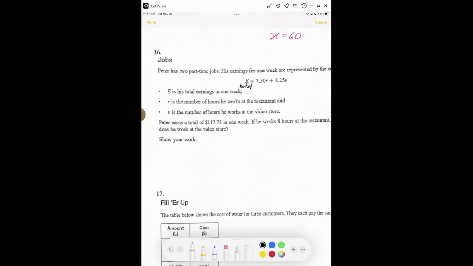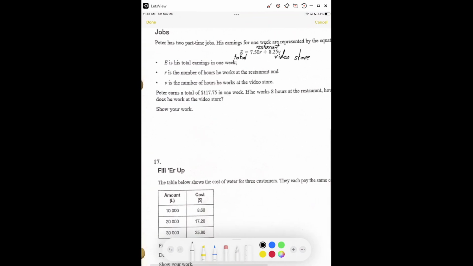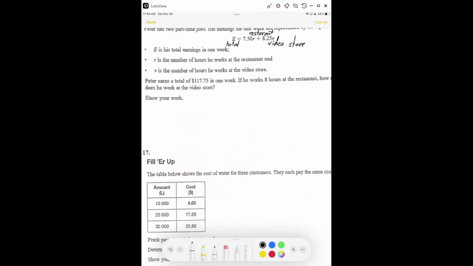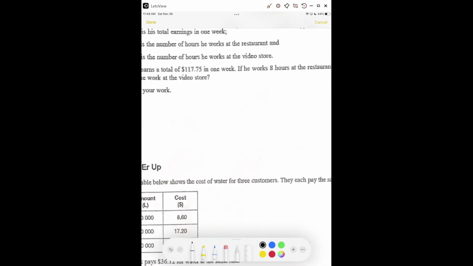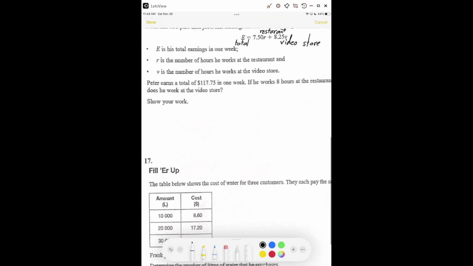R is the restaurant, and V is the video store. Peter earns a total of $117.75 in 1 week. If he works 8 hours at the restaurant, how many hours does he work at the video store? So let's write our formula down.